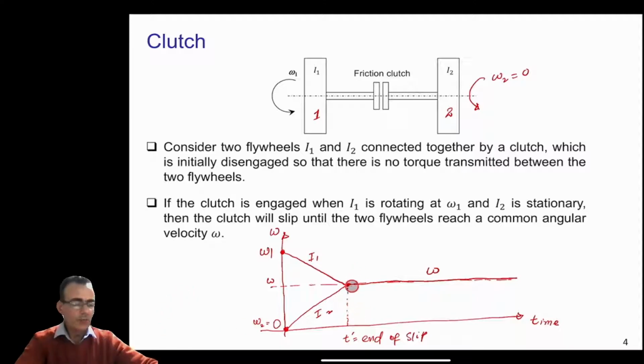Up to this point, when you connect these two friction wheels together, there will be a slip between the two. But at one point the slip will end, and then the two wheels will rotate at one velocity omega. At this instant, the angular velocity is omega, and the moment of inertia will become I1 plus I2.